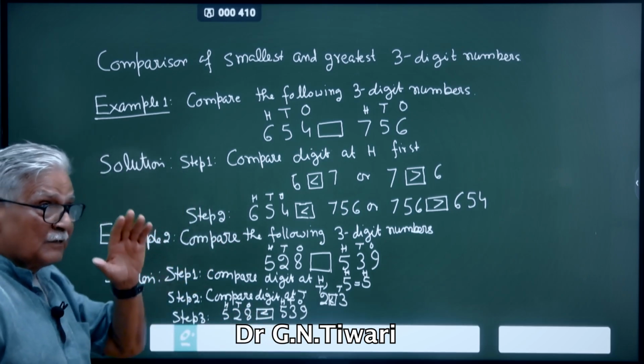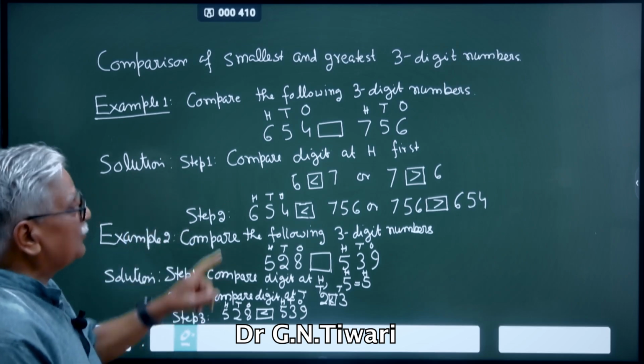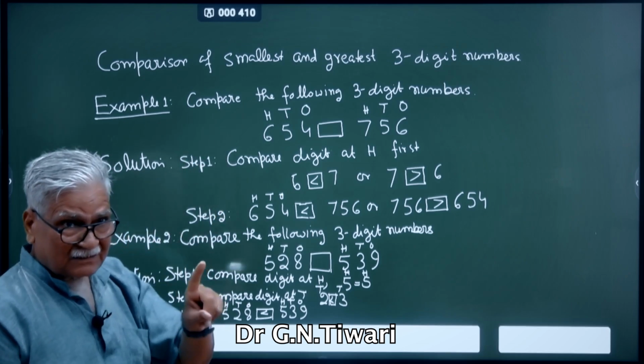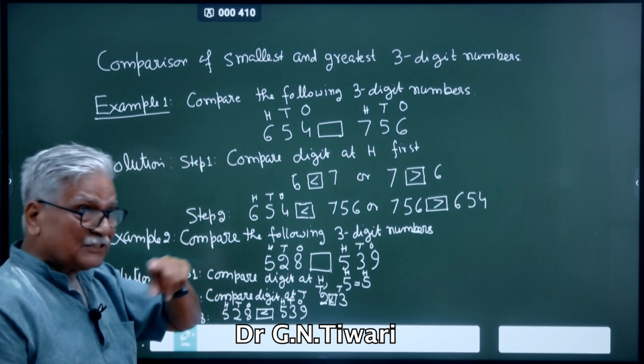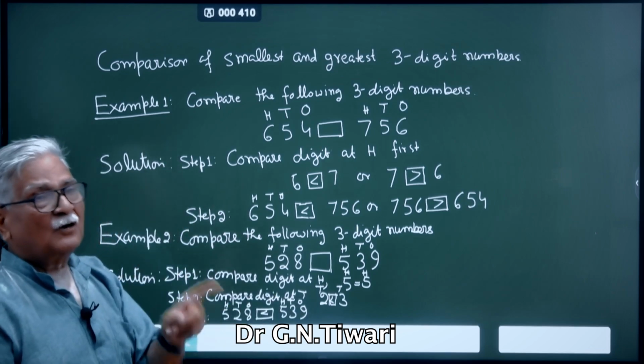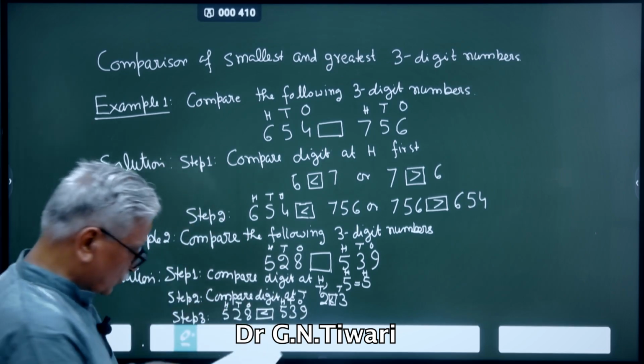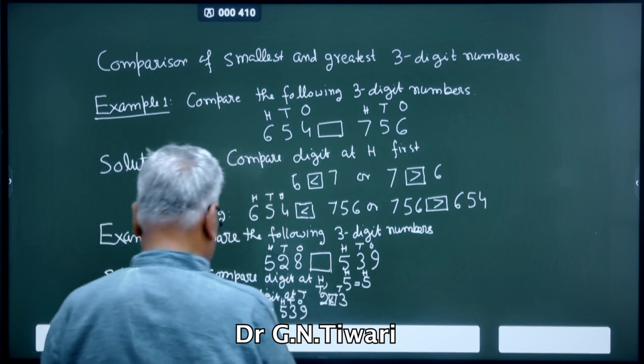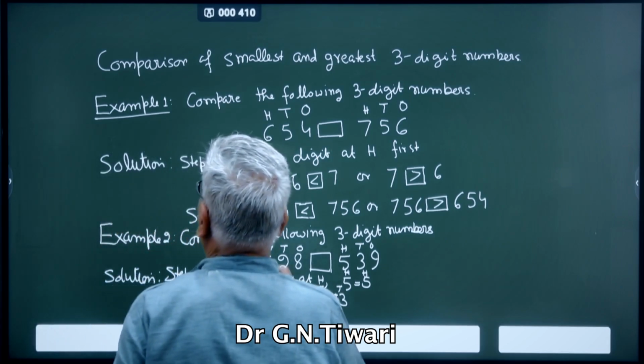Now, keep in mind that first you have to compare the hundreds digit. If it is equal, go to the second digit. And even if that is equal, go to the third digit. I am going to show this in the third example. Third, you can say, example.